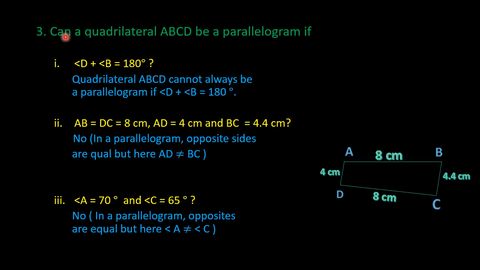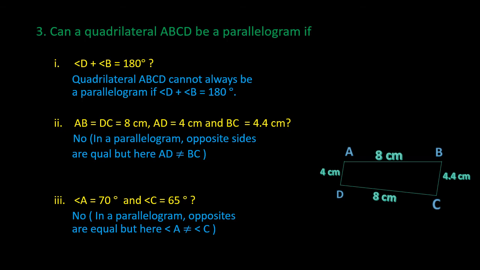Question number 3. Can a quadrilateral ABCD be a parallelogram if angle D plus angle B is equal to 180 degree? Children, if we take different figures and check, we can find that quadrilateral ABCD cannot always be a parallelogram if angle D plus angle B is equal to 180 degree.